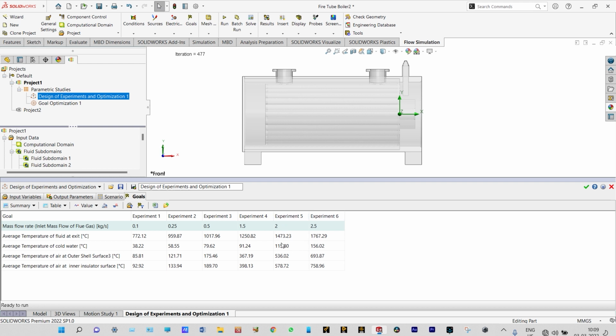So from this data, we can understand that if you want to get steam at a temperature of 100 degrees centigrade or more, our mass flow rate of hot flue gas should be more than 1.5 kg per second, and it will be less than 2 kg per second. So with this specific range from 1.5 to 2 kg, you can have another goal optimization. Suppose you want to get the temperature of steam to be 100 degrees centigrade. In that case, you can have another parametric study for goal optimization, and you need to select the range from 1.5 to 2 kg per second, right?